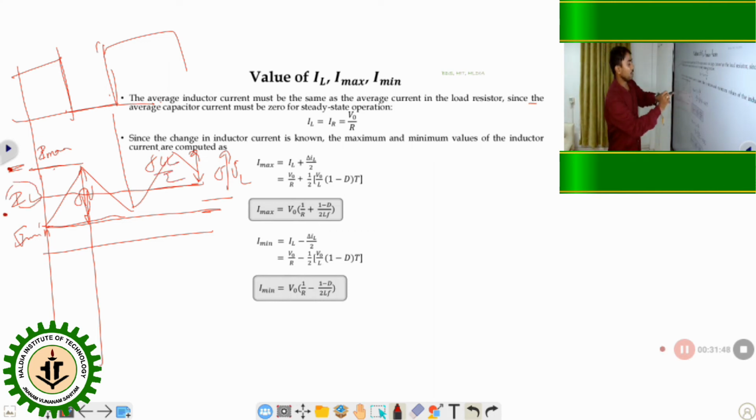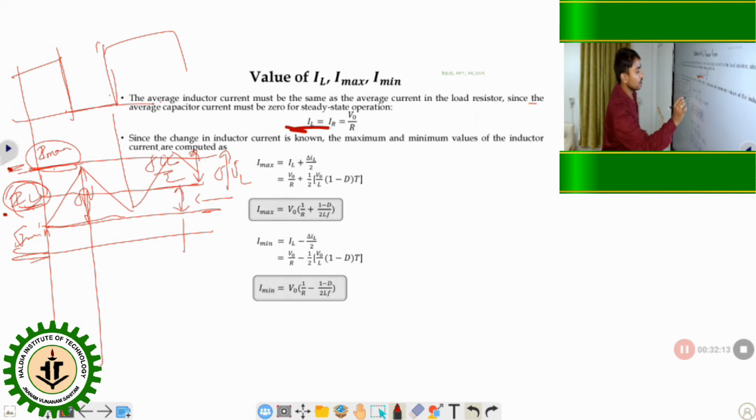How do we calculate it? We know the IL, the average load current. From this IL, we subtract del IL by 2. So from IL minus del IL by 2, we can get I minimum. From this equation, we can calculate I maximum and also I minimum by the simple equation. We know the IL, the load current. So just put here IL plus del IL by 2.